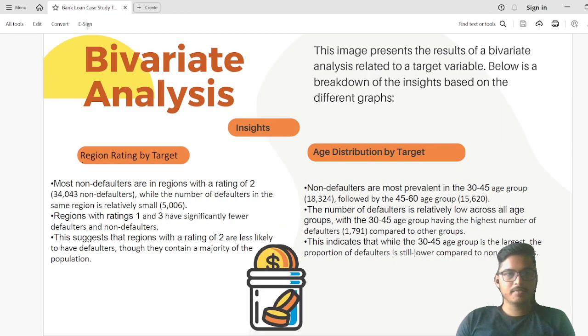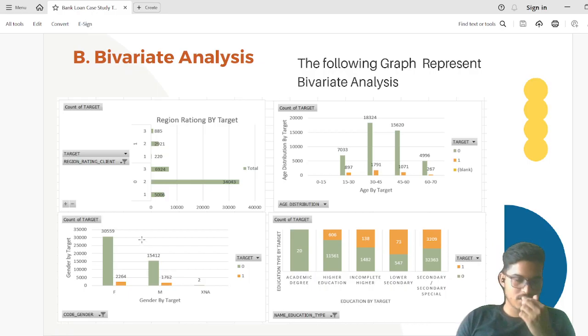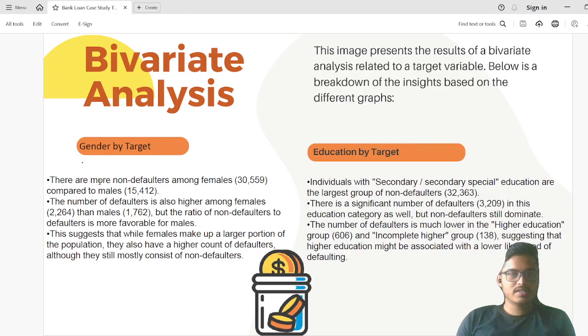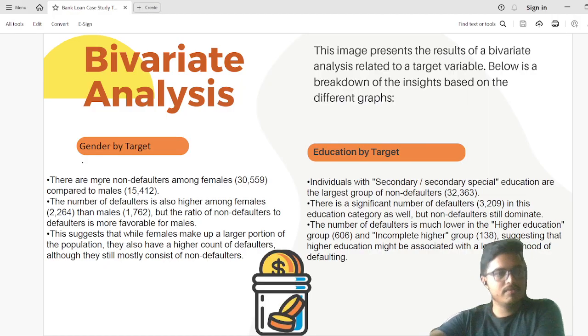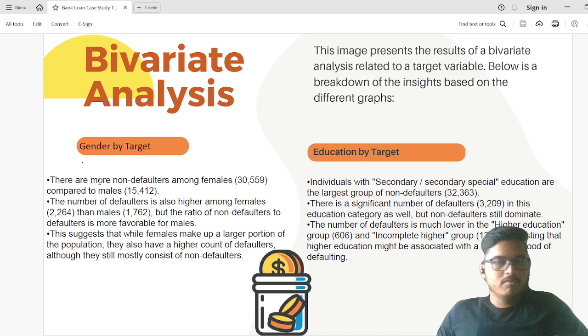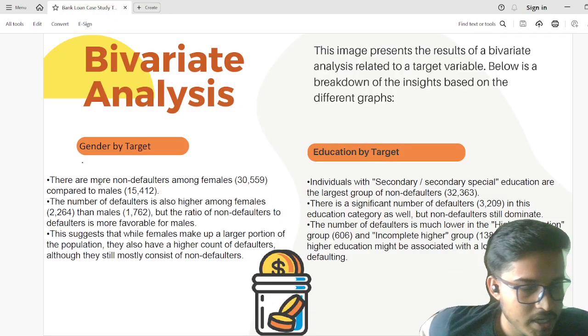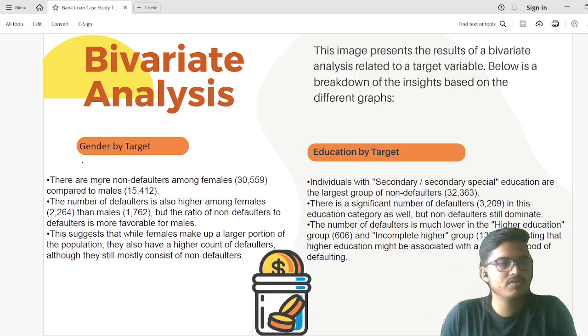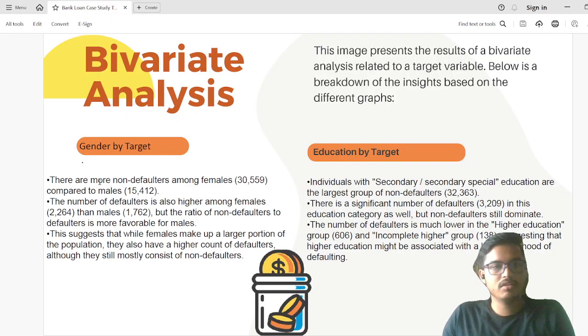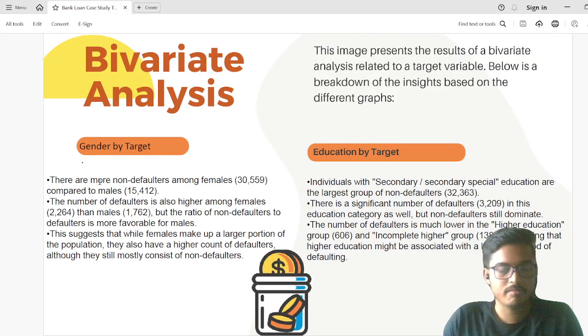The third is gender by target. That means the third graph representation. From this we have the insights that there are more non-defaulters among the females, that is 30,559, compared to the males, 15,412. The number of defaulters is also higher among females, that is 2,264, than males, 1,764. But the ratio of non-defaulter to defaulter is more favorable for males.